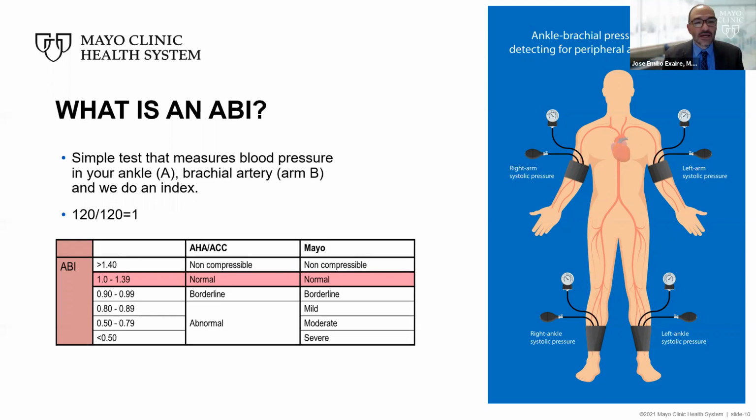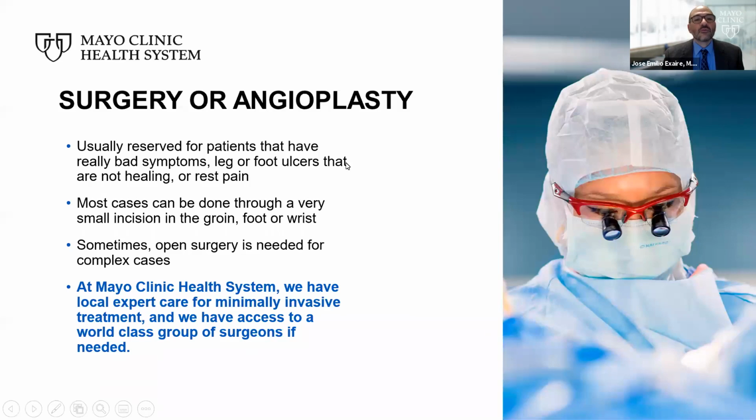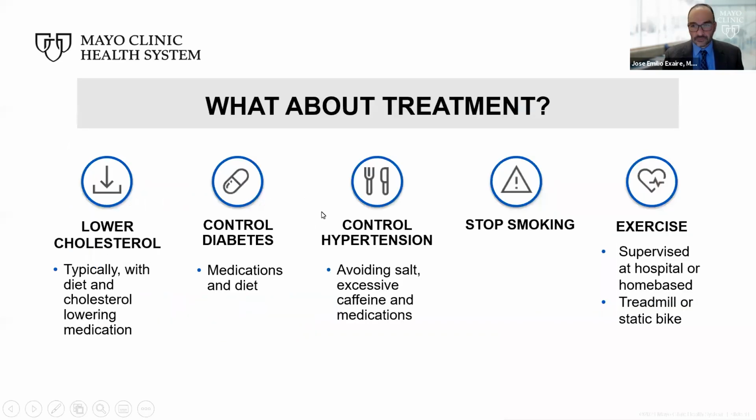In general terms, anything that falls under 0.9, we call abnormal, for the American Heart Association and American College of Cardiology. There is no separation on how bad it is below 0.9. But for us here at Mayo, we use this scale that helps us tell you, hey, this number is less than 0.5, so it's very severe. So we might need to do some more testing or keep a closer eye on the patient.